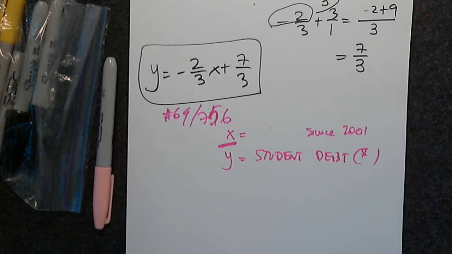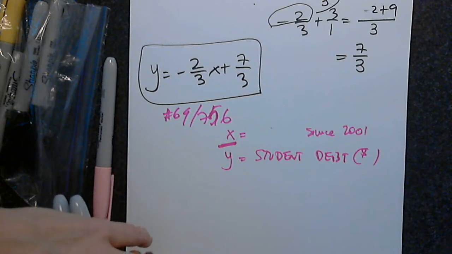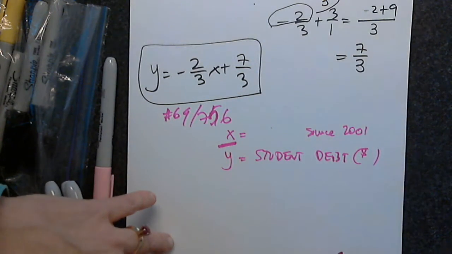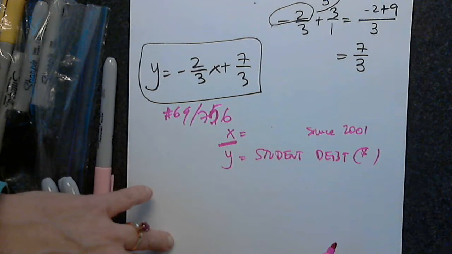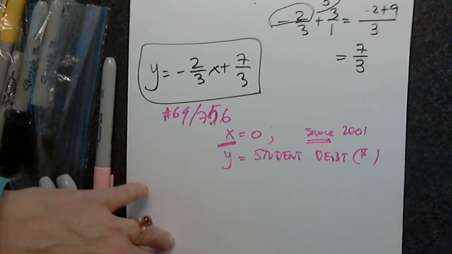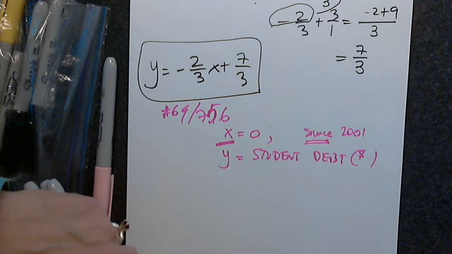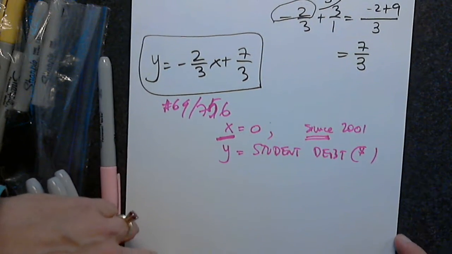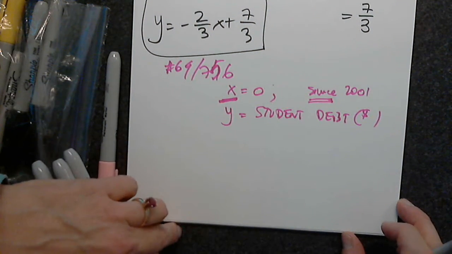So since all the information is referenced to 2001, what will x be representing 2001? Yes, but how much? Year 0. Very good. If it says since 2001, it means that 2001 represents x equals 0. Agreed?